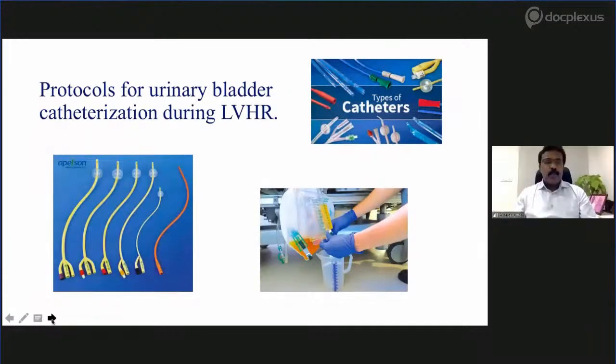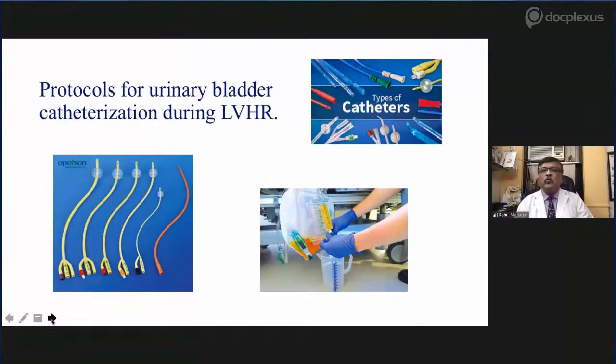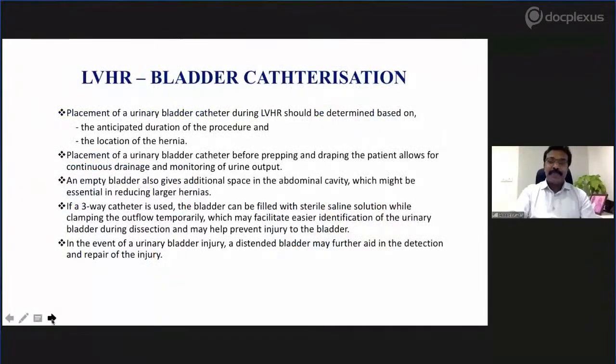The next question is the protocol for urinary bladder catheterization during laparoscopic ventral hernia repair. Dr. Rahul, sir. In my own practice, I do catheterize the patient for any ventral hernia repair. If everything goes smoothly, then within 24 hours, the next morning, I remove the catheter. That is my protocol, and I haven't found any difficulty doing this. Any other opinions, sir?